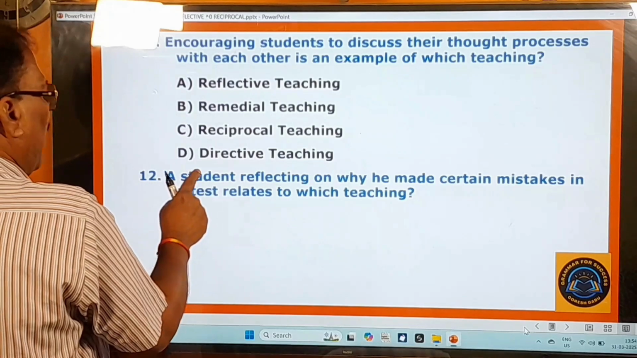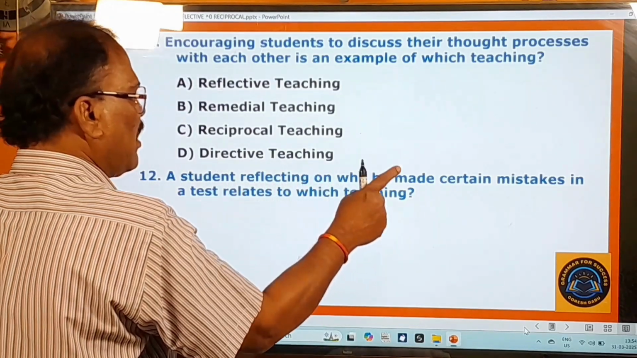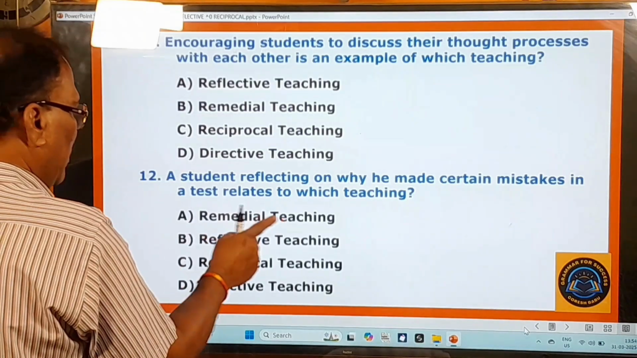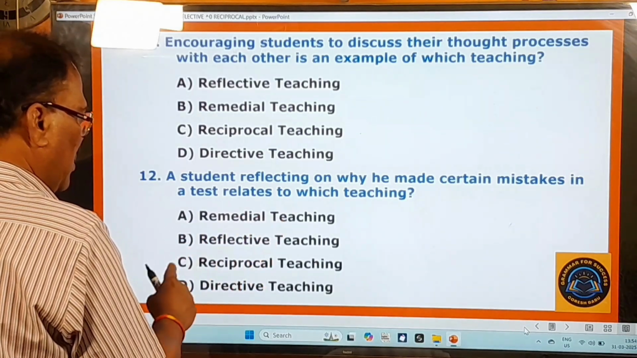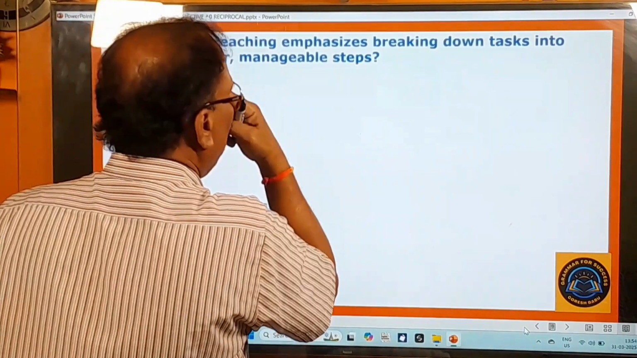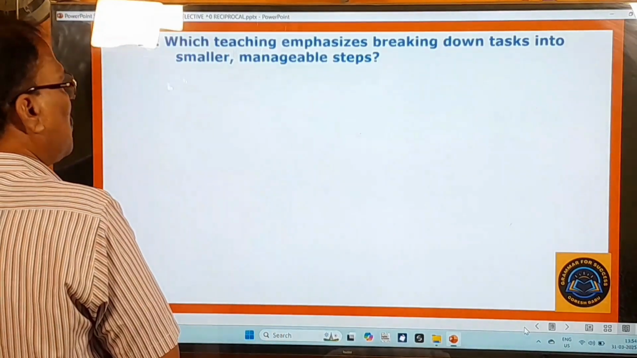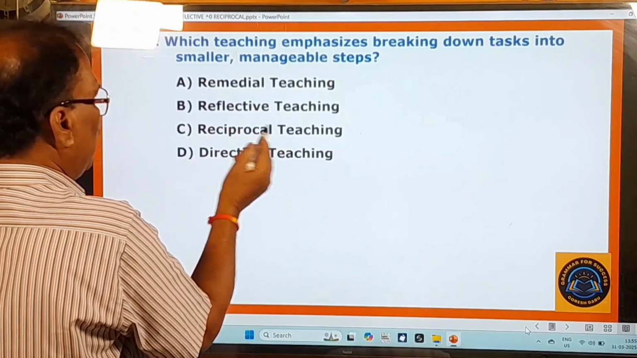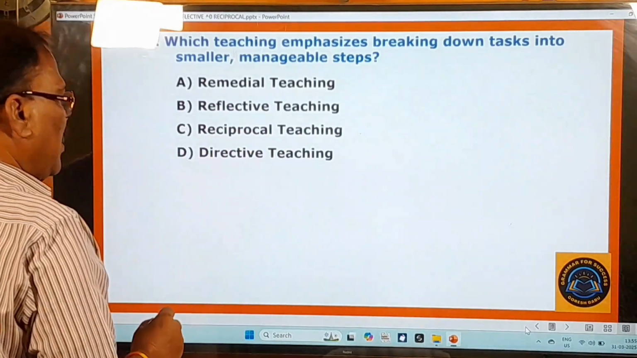12th question. A student reflecting on why he made certain mistakes in a test relates to which teaching? Remedial teaching, reflective teaching, reciprocal teaching, directive teaching. 13th question. Which teaching emphasizes breaking down tasks into smaller manageable steps? Remedial teaching, reflective teaching, reciprocal teaching, directive teaching.